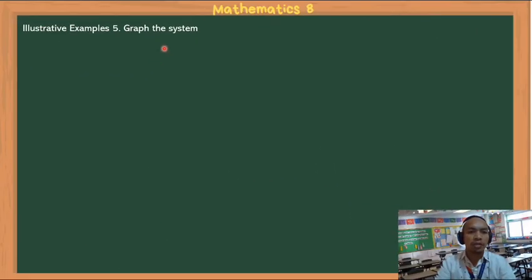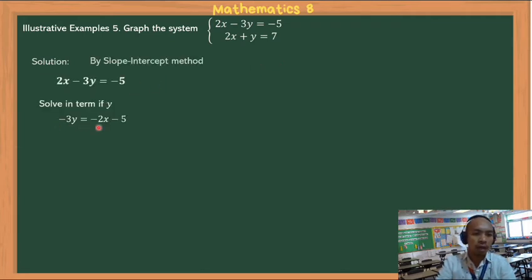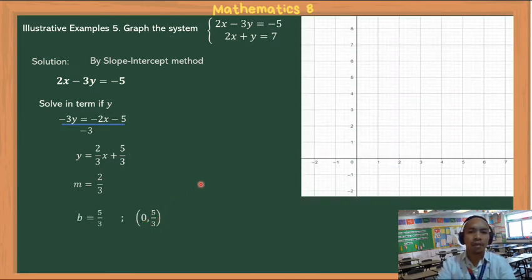Example number 5. Graph the system 2x minus 3y is equal to negative 5, then 2x plus y is equal to 7. By the slope-intercept method, divide both sides by negative 3. So our slope is 2 over 3 and our y-intercept is 5 over 3. The point is 0 and 5 over 3. To graph this one, 5 over 3 is approximately 1.6. If this is 0 and this is 1, so 1.6 is somewhere here. And that would be our first point.